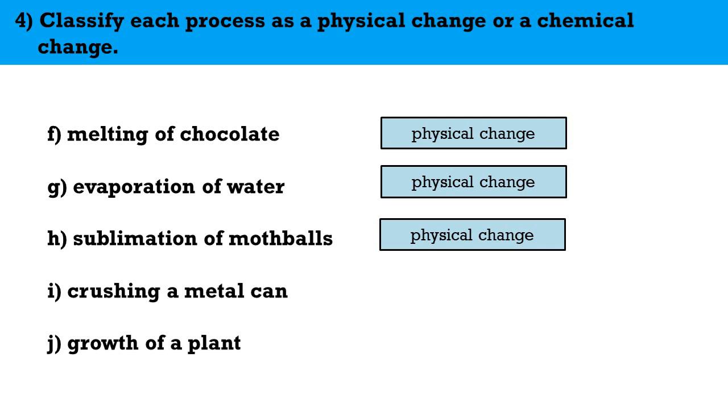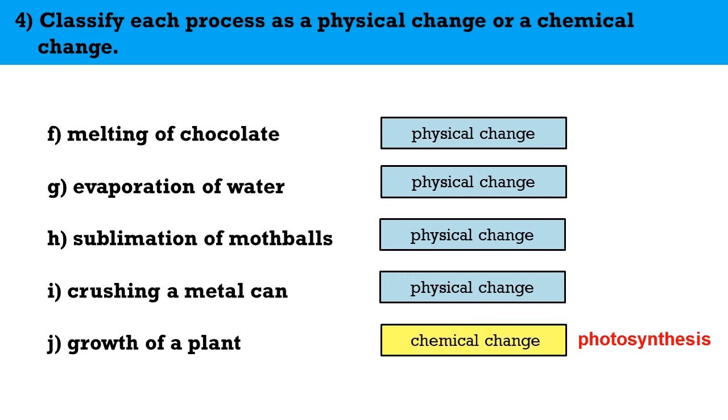Letter I. Crushing a metal can. It is obviously a physical change. Letter J. Growth of a plant. It is a chemical change because it involves photosynthesis. Photosynthesis is a chemical reaction.